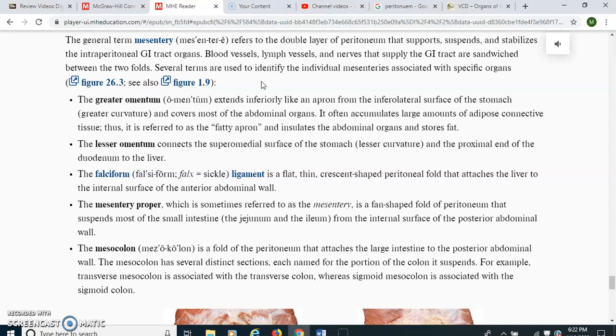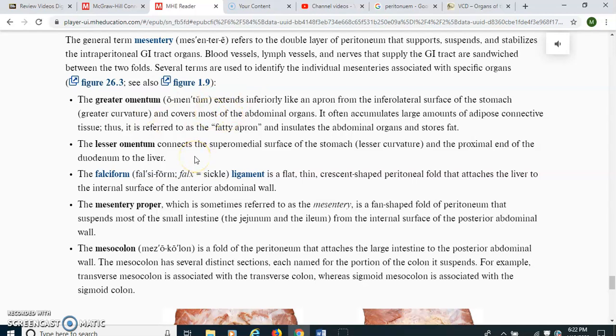But it's a very large structure, and so it stores a lot of fat, so it's a good place for fat storage. And because it has that fat in it, it helps to insulate the abdominal organs. That's what the greater omentum is doing. Sometimes I call it the fatty apron, or I call it a curtain, because it hangs in front of our abdominal organs. So that's the greater omentum.